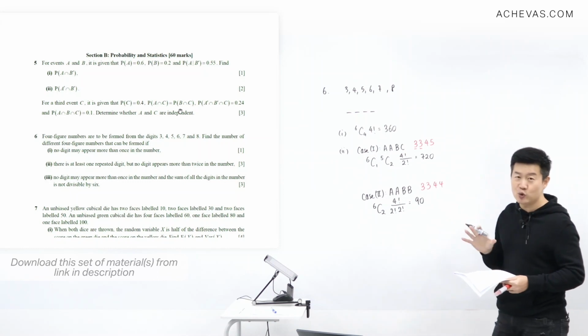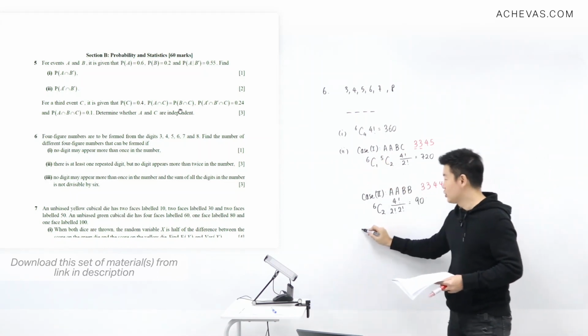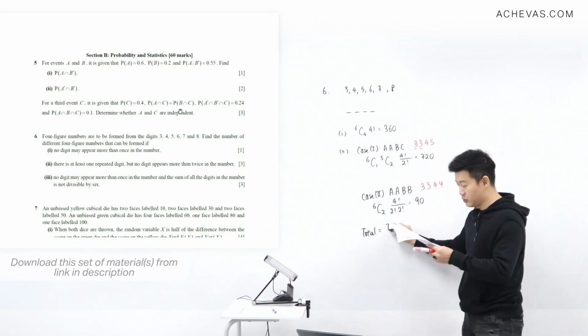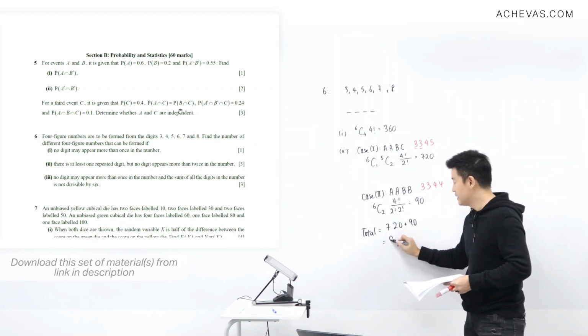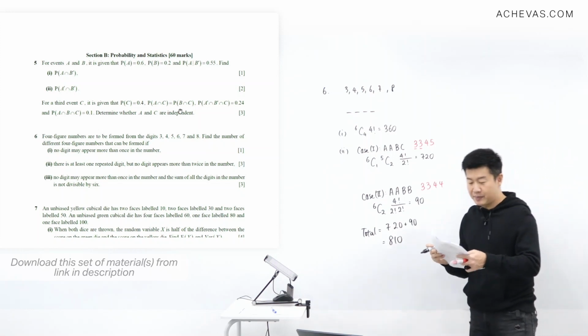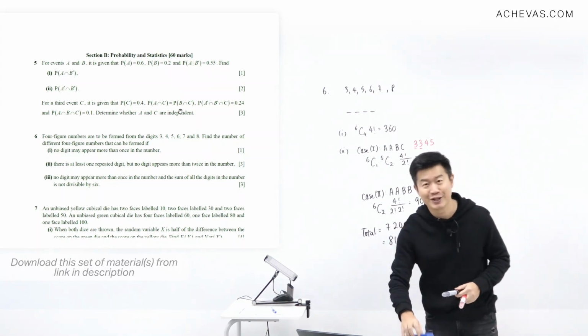Okay, these are the only 2 cases that will satisfy the condition given by the question. So the total number of ways is going to be equal to 720 plus 90. The answer is 810. And part 3. I think part 3 is challenging.